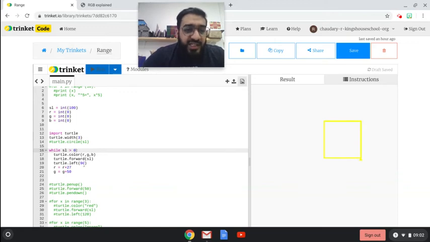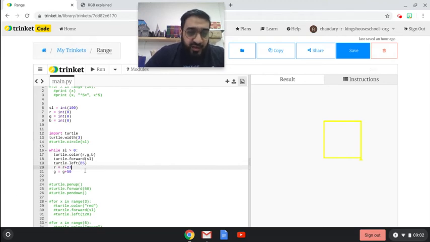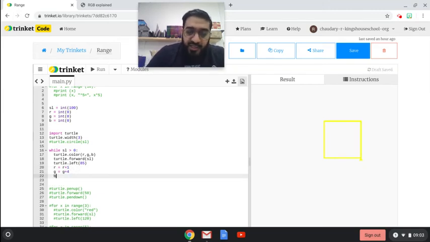And instead of telling Turtle to go left 90, we're actually going to tell it to go left, let's say, 85, and R will go up by 1. Green will go up by 4. Let's say blue will go up by 7. Now let's say 3.